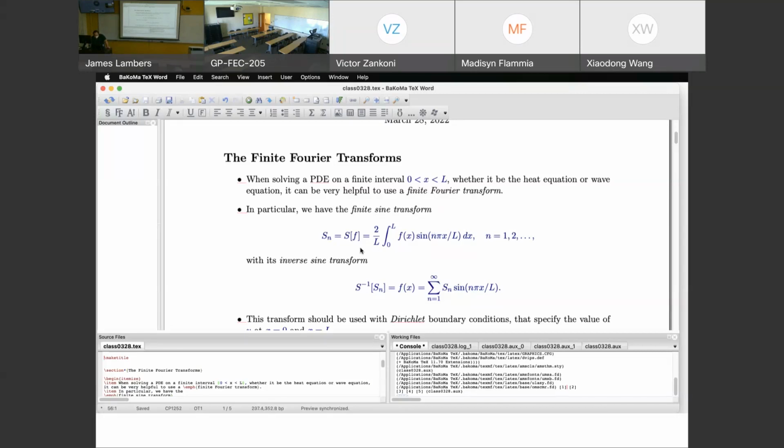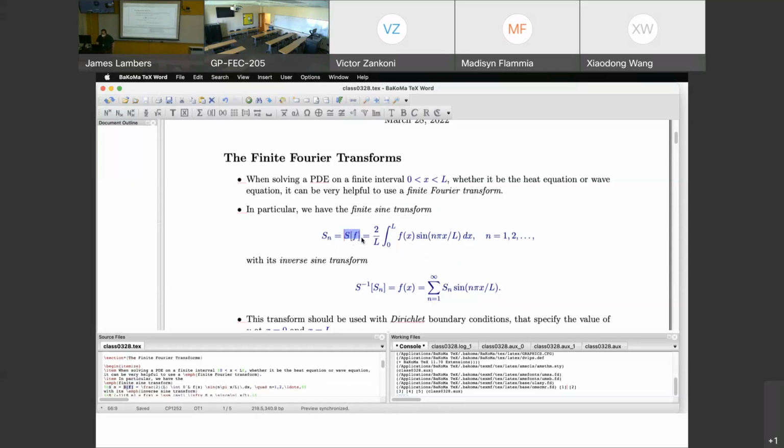So for completeness, here is a definition of a finite sine transform, where you're integrating your function f times sine n pi x over L on the interval 0 to L, with a scaling factor of 2 over L. Applied to a function f of x, we denote the transform by capital S of f in square brackets. But what is the sine transform of f? It is a discrete set of coefficients, S1, S2, etc., Sn. So the input is a function of x, and the output is a sequence of coefficients.